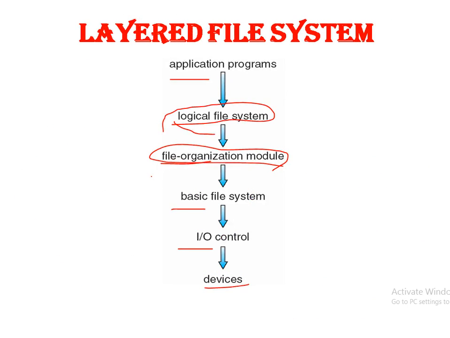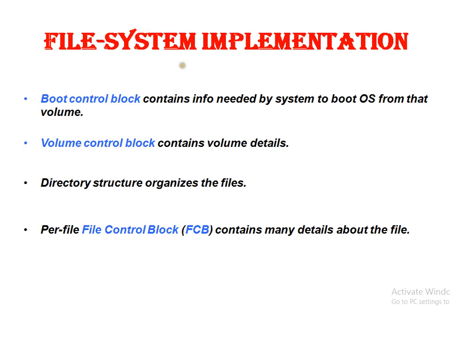Next, we shall see what we mean by file system implementation. On each and every disk, the file system may contain information about how to boot an operating system stored there, and we also can come to know the total number of blocks, the number and location of free blocks, the directory structures and individual files.